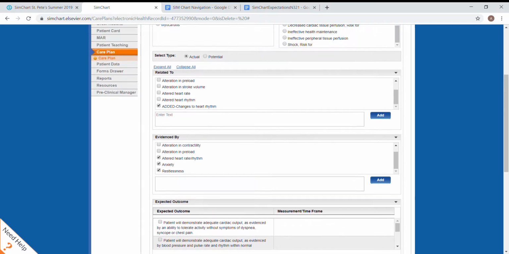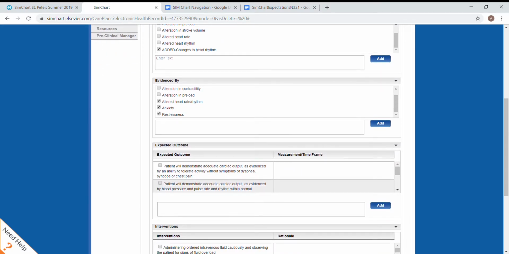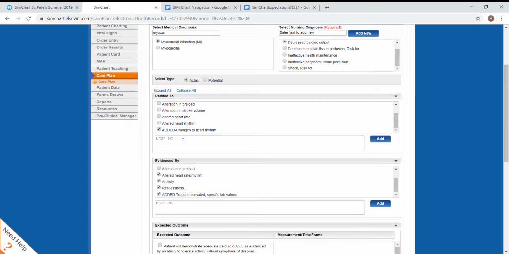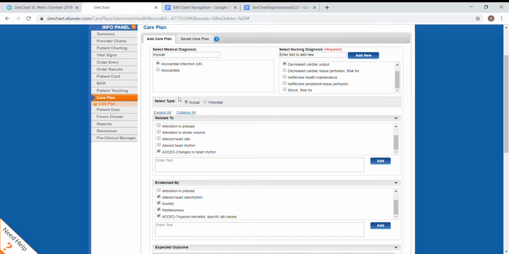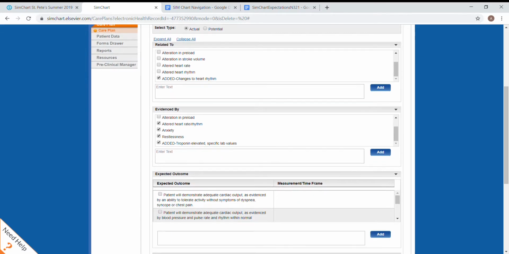Now, if the patient told you something, you can also do things like elevated troponin or specific lab values. That's going to justify your nursing diagnosis; your as evidenced by should justify your nursing diagnosis and your related to. The related to is basically just what is causing the nursing diagnosis, and then the as evidenced by justifies that.